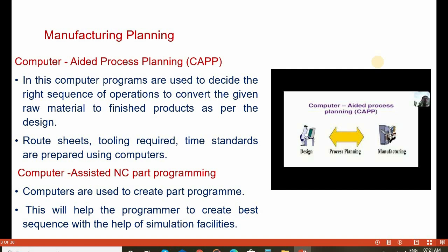Next, computer assisted NC part programming. Computers are used to create the part programming.